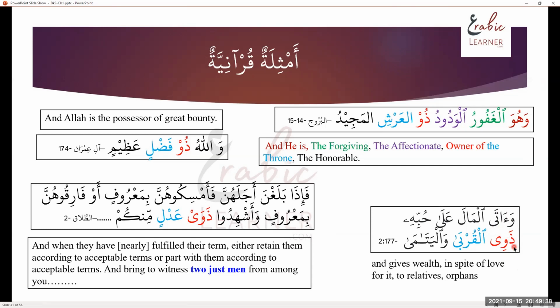Yes. Okay. Why? What is yatama? What is the status of this? Al yatama. Yes, Siraj, why is it jar? Is there any harfu jar before al yatama? Okay, good.